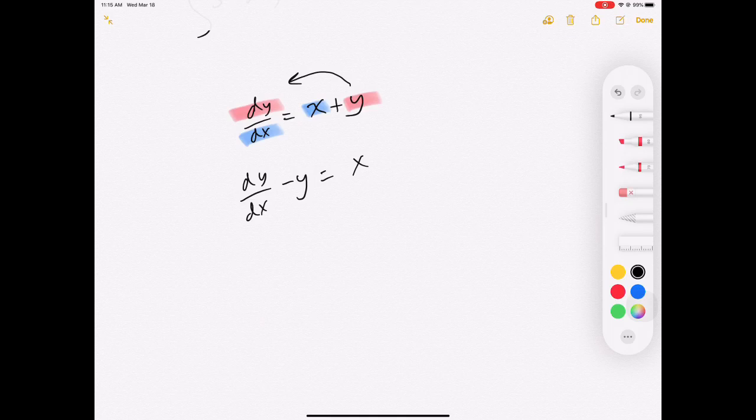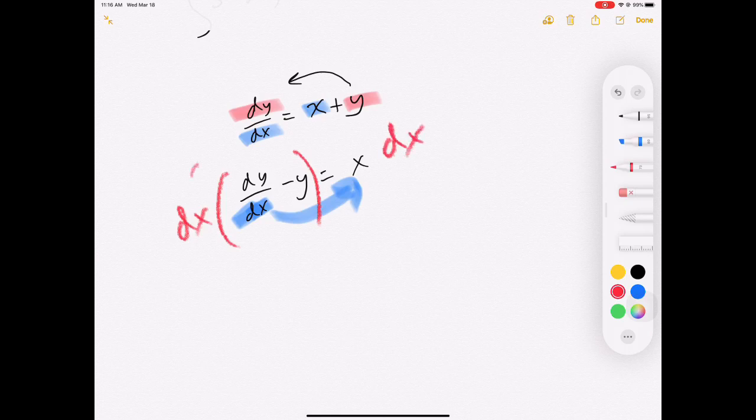We say, hey, that looks like it's coming together. And then you want to multiply the dx. You're going to move it over here. But when you multiply, you have to multiply everything. Let me write this. Multiply everything by dx. And that leaves dy minus y dx. And now we're stuck.